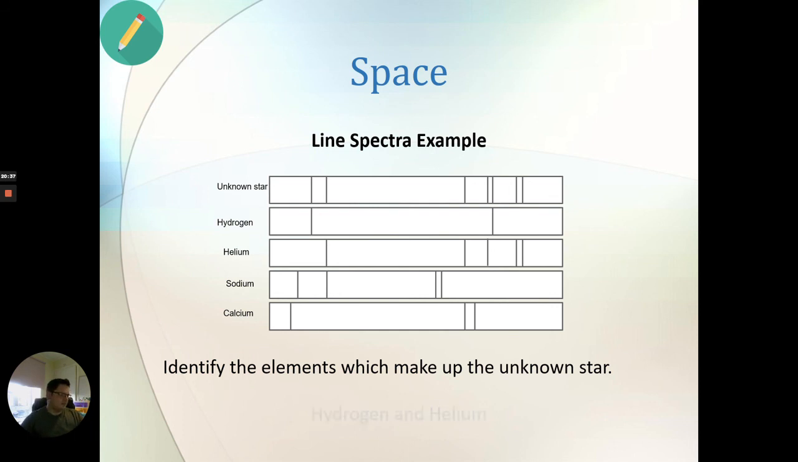The answer is hydrogen and helium. Which is, to be honest, the most likely thing to find in any star, because most stars are primarily hydrogen turning into helium. However, with that, we have gotten through the entirety of the space section of the course.